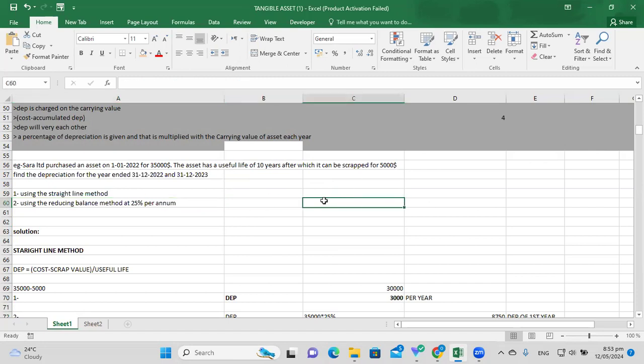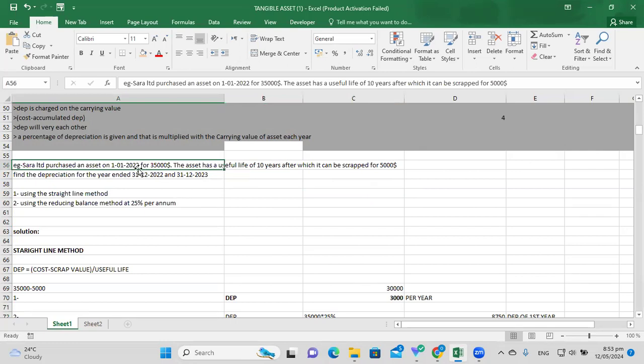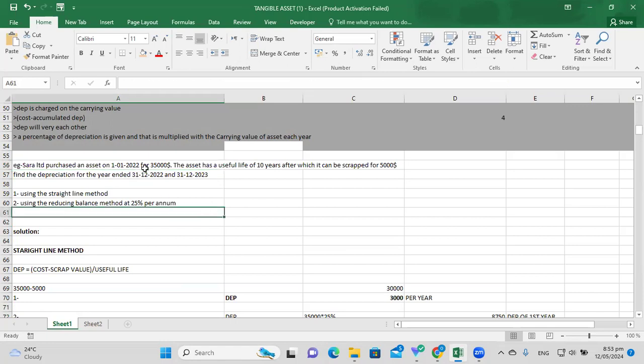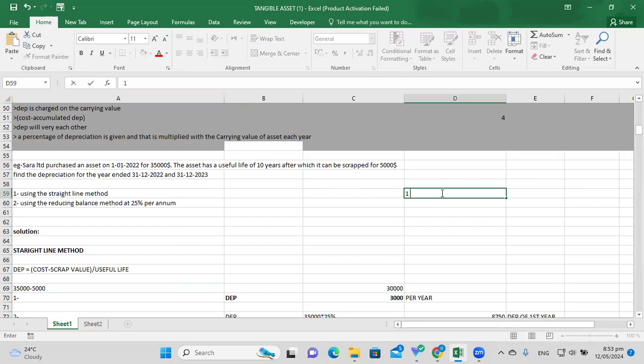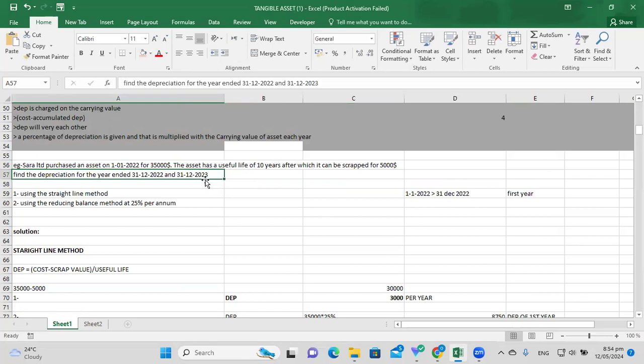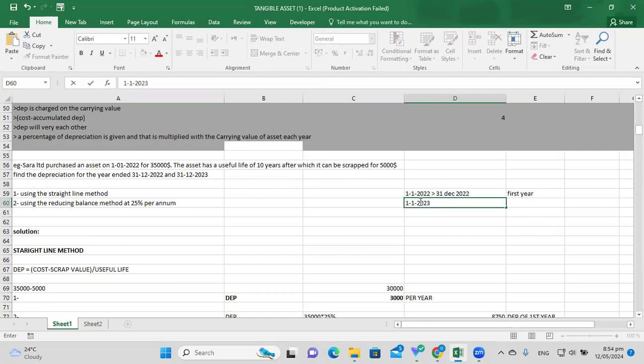What they are saying is that we bought an asset on 1 January 2022, and we need to find the depreciation for the year ended 31 December 2022. It means you bought the asset on 1/1/2022, and the first year ended on 31 December 2022. This was our first year. They are also asking for the second year, which is 31 December 2023. Our second year runs from 1/1/2023 till 31 December 2023, and we are using the asset.